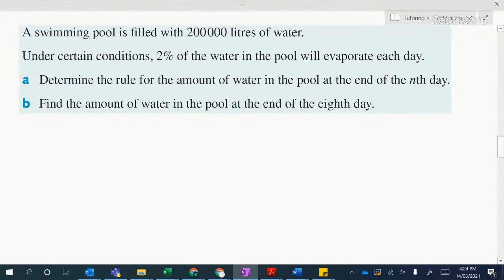Okay. Still sequences. We've got a swimming pool filled with 200,000 litres of water. And under certain conditions, 2% of the water in the pool will evaporate each day. Now, first of all, is this going to be an arithmetic or geometric sequence? Think to yourself. And arithmetic or geometric sequence, and how would you know if it's an arithmetic or geometric sequence?